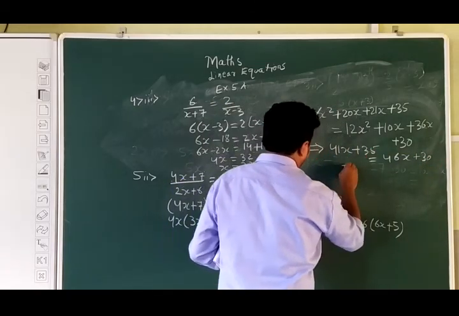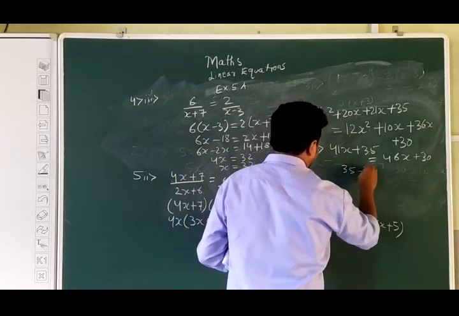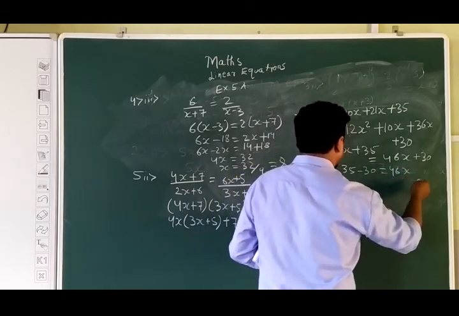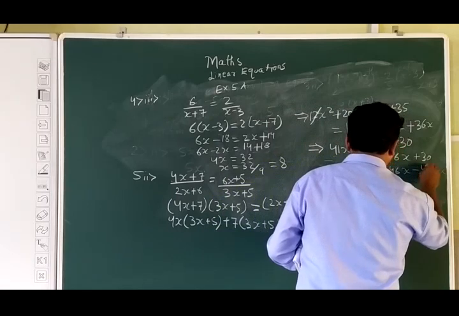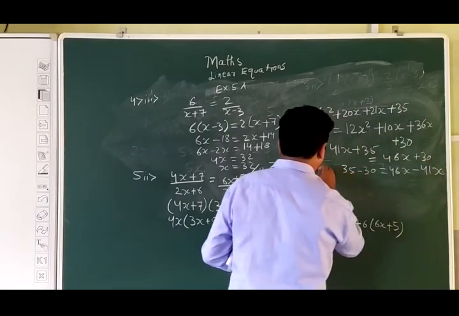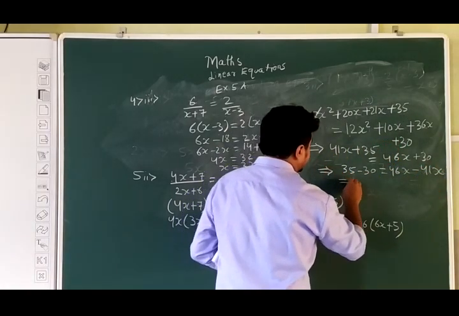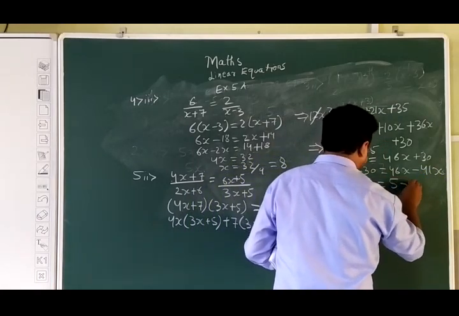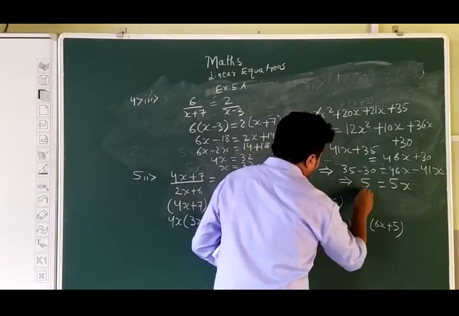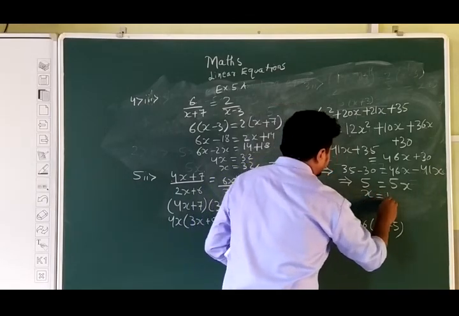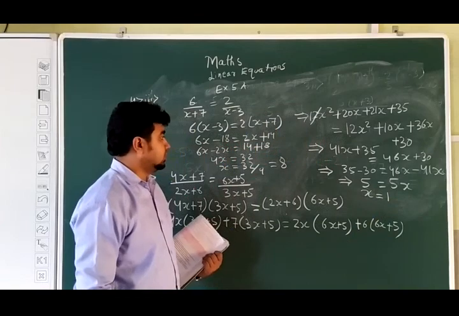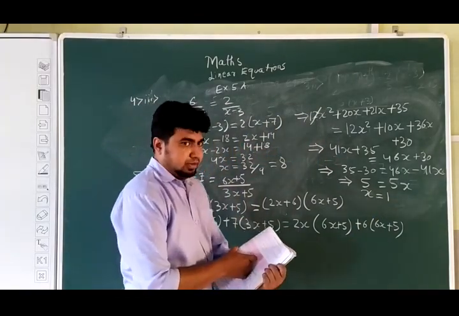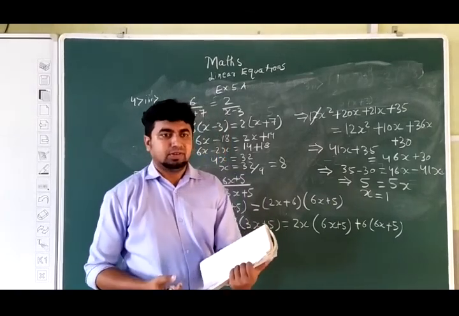Now 35 minus 30 is equal to 46x minus 41x. 5 is equal to 5x. x will be equal to 1. So we have got the answer, x is equal to 1. This is question number 5. Now we are going to discuss question number 6.